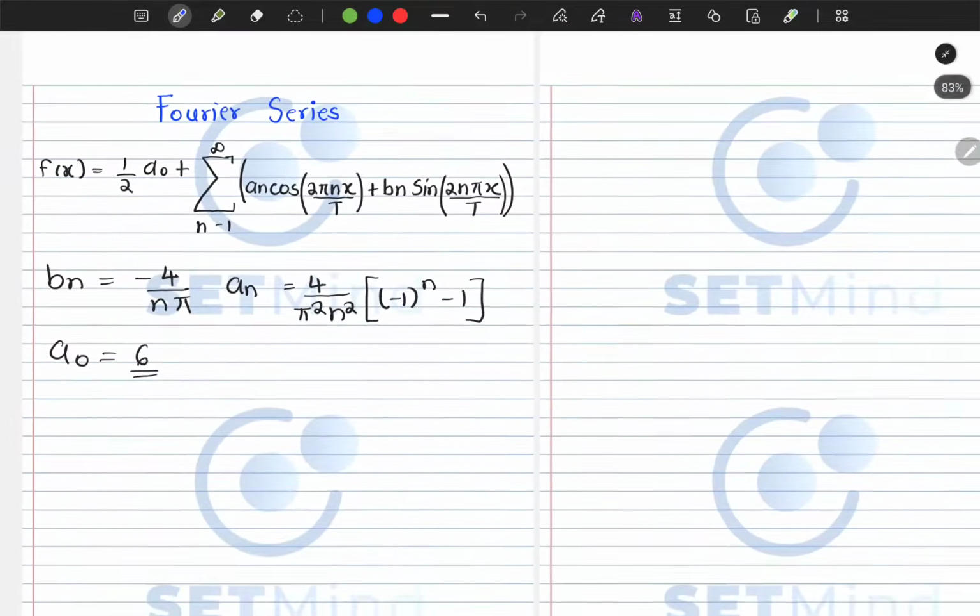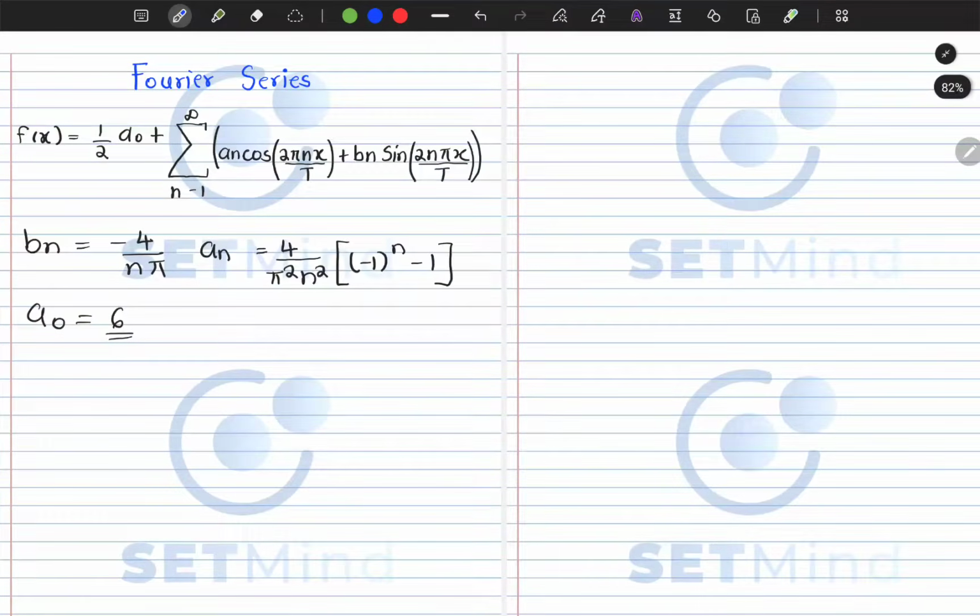So finally, what we can do is go and find the Fourier series. We have all what we need. We have our An, our Bn, and our A0. So if we plug everything in, you should see that our f of x will be half of A0, which will end up being 3. And then plus, we can do our sum from n is 1 up to infinity.